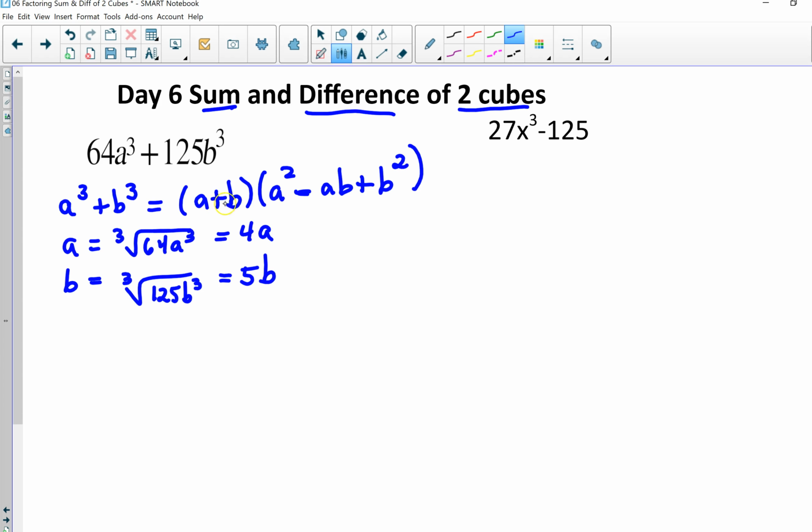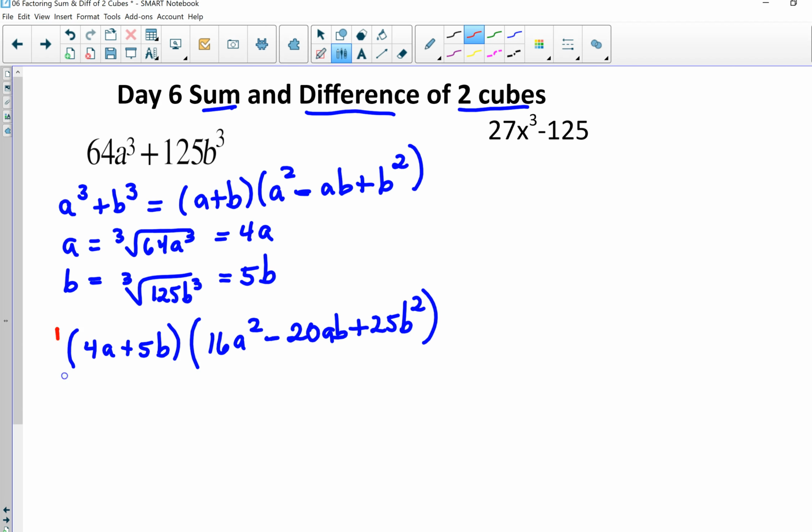We now substitute into the formula. So it's a plus b, or the first term plus the last term. And that binomial is multiplied by the first term squared, so it's not just the a that's squared, but the 4 as well. So that's 16a squared minus, now you're going to multiply the two terms together. 4a times 5b is 20ab. Now you're going to take that last term and square it. And now let's just box in our answer.